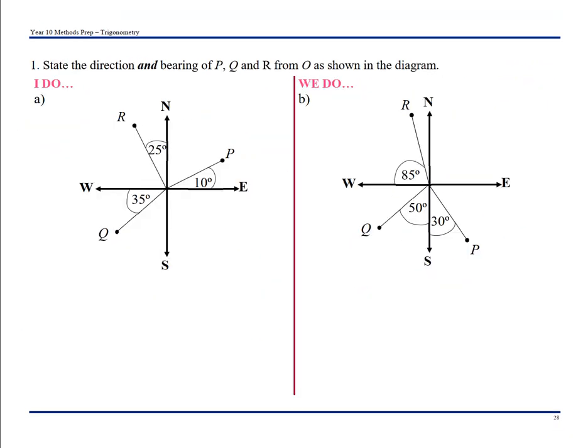State the direction and bearing of P, Q, and R from O as shown in the diagram. You are going to be given 3 minutes to have a go at as many of these as you can. Do first, remember, you are doing direction and bearing.